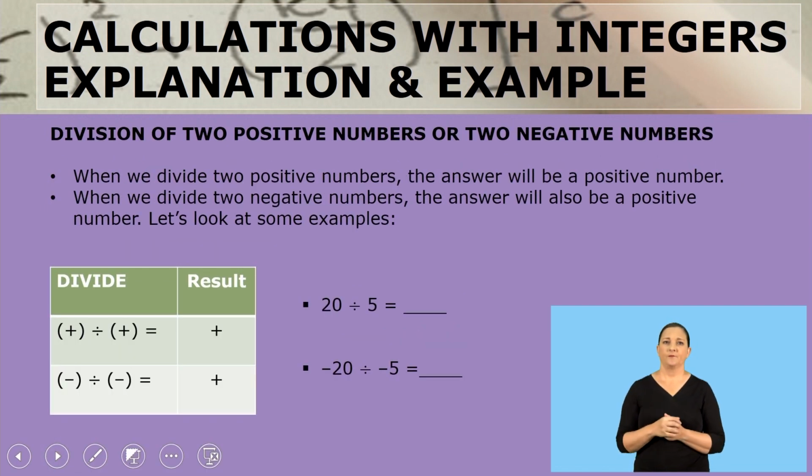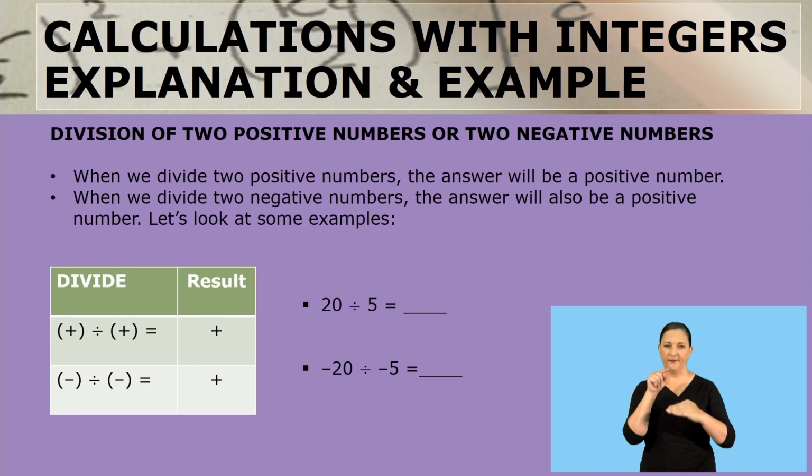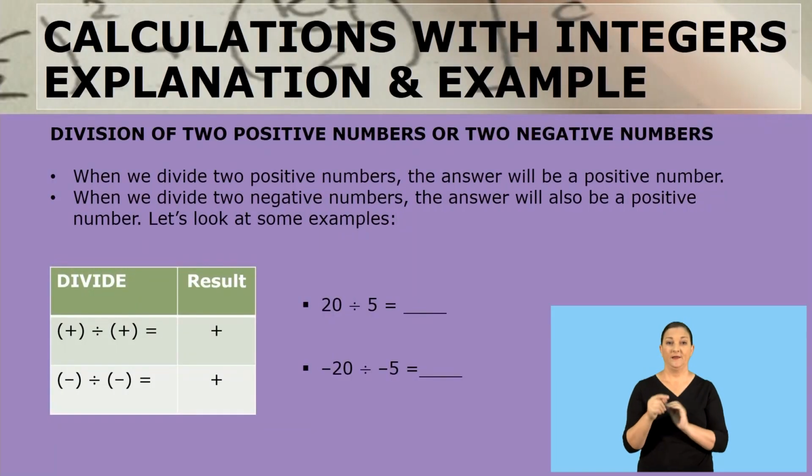What about division? So we're going to start with division of two positive numbers or two negative numbers. When we divide two positive numbers, the answer will be a positive number. When we divide two negative numbers, the answer will also be a positive number. Let's look at some examples. So again, looking back at the table, we have a positive divided by a positive number. That is going to give us an answer of a positive number.